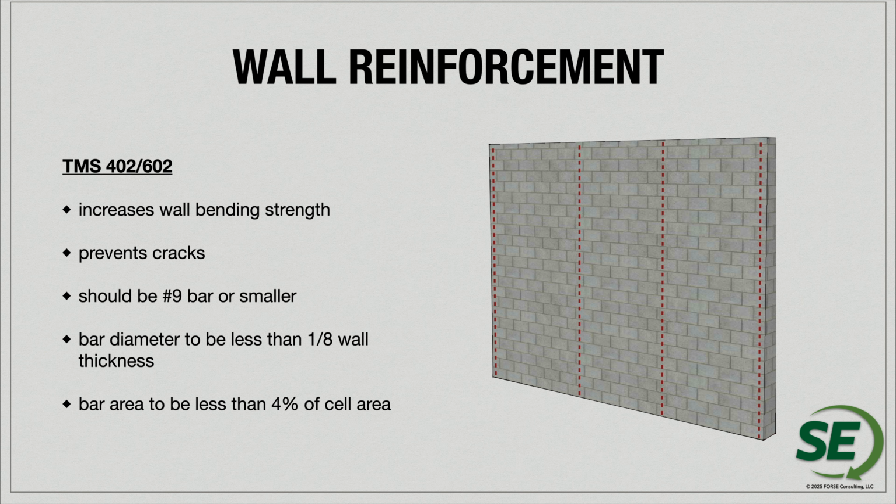So, looking at wall reinforcement is going to be increasing the wall bending strength, certainly preventing cracks, as we just said. Within the strength design provisions of the code, we have a number 9 bar or smaller. And really, I think that's also just a practical limitation for using reinforcement within a masonry wall that has confined cells. Putting in something larger than that would be one very heavy, two very long lap lengths, or, considering different types of laps, just a larger bar would be very difficult to work with within a confined space of a masonry wall. There's other provisions for bar diameter to overall wall thickness and bar area to cell area that you have to consider within the code.